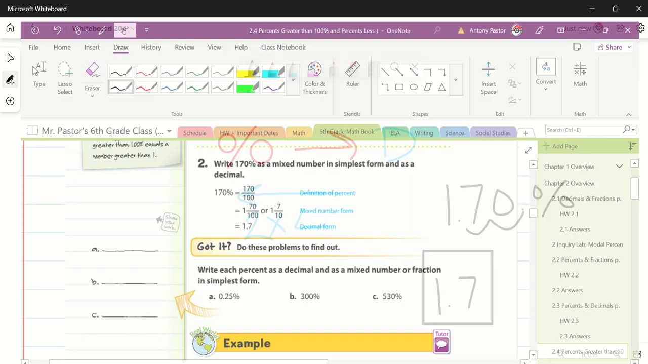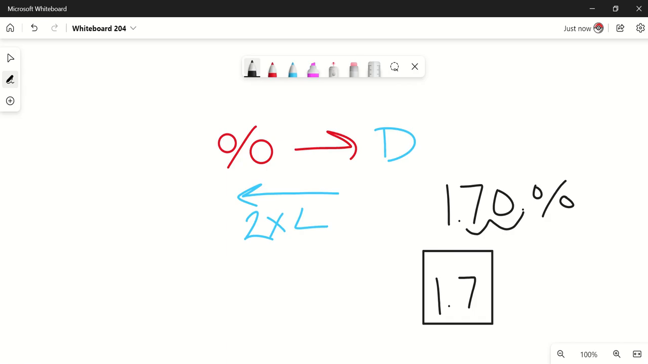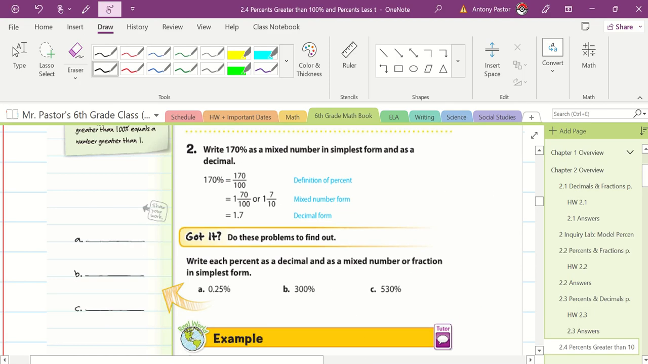Now it asks me to do this as a mixed number. A mixed number would be a whole number and a fraction. That's 7 in the tenths spot, and 7/10 is already simplified. Therefore, these would be our 2 answers: 1.7 and 1 and 7/10, just like it says here in the book.